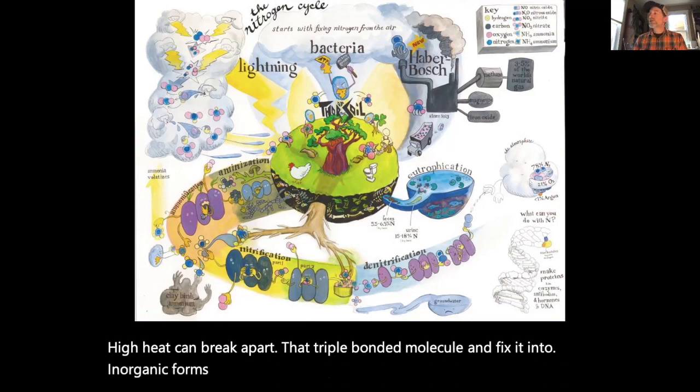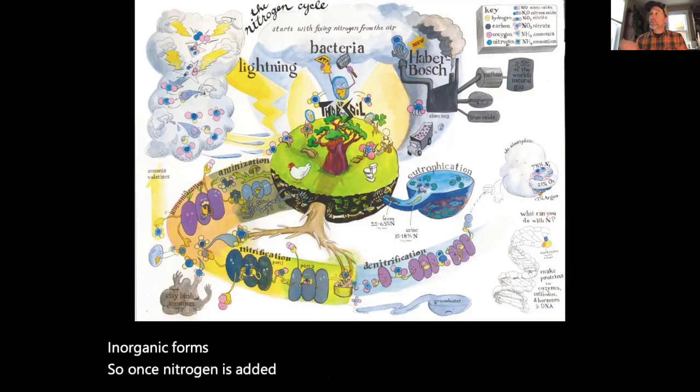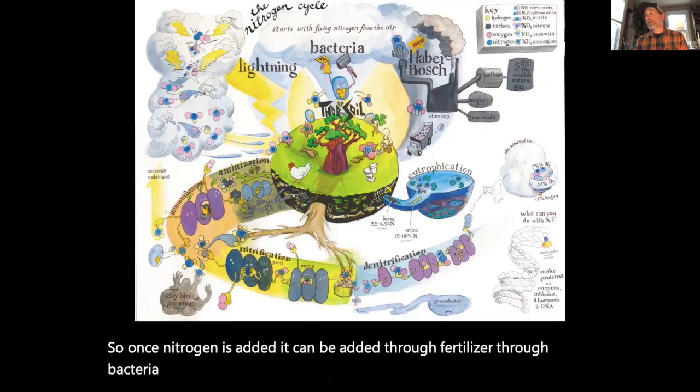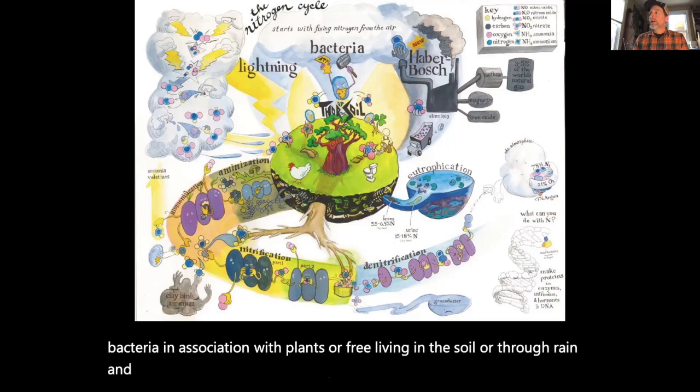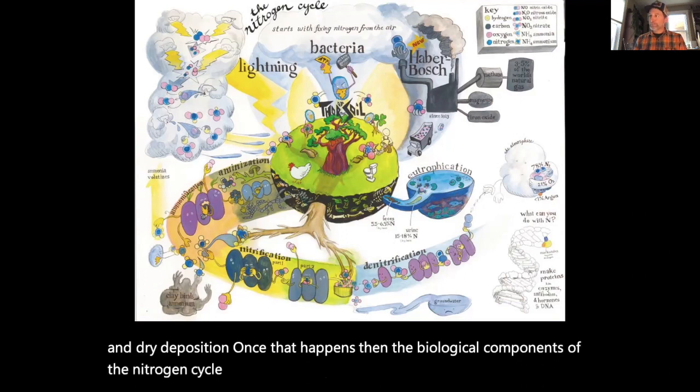So once nitrogen is added, it can be added through fertilizer, through bacteria in association with plants or free living in the soil, or through rain and dry deposition. Once that happens, then the biological components of the nitrogen cycle become really, really important.